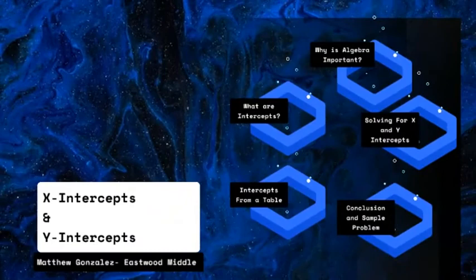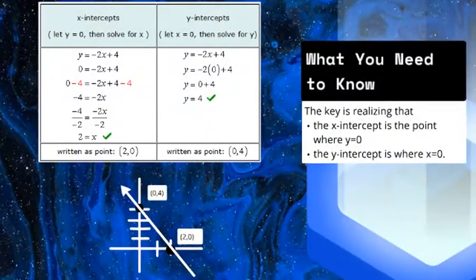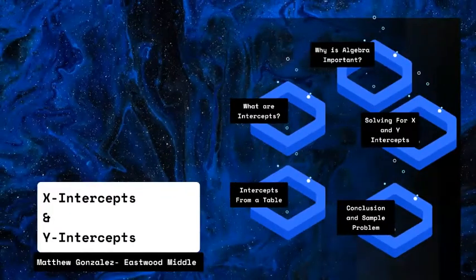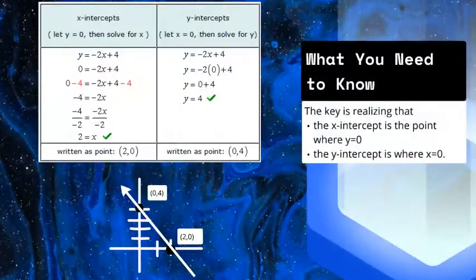Next, we will go on to what you need to know about solving for x and y intercepts. Basically, the key is realizing that the x-intercept is the point where y is equal to 0, and the y-intercept is where x is equal to 0.